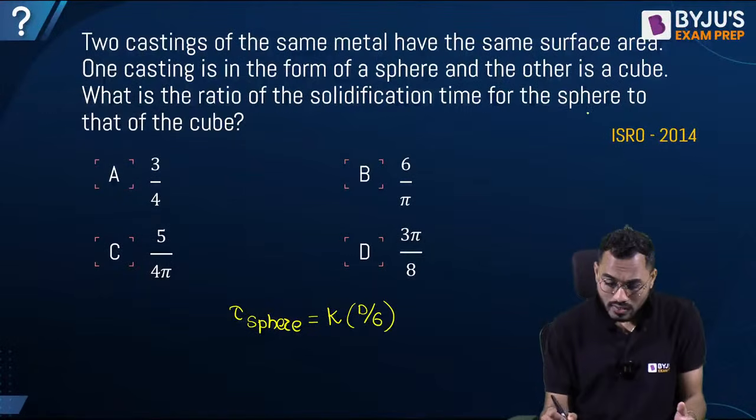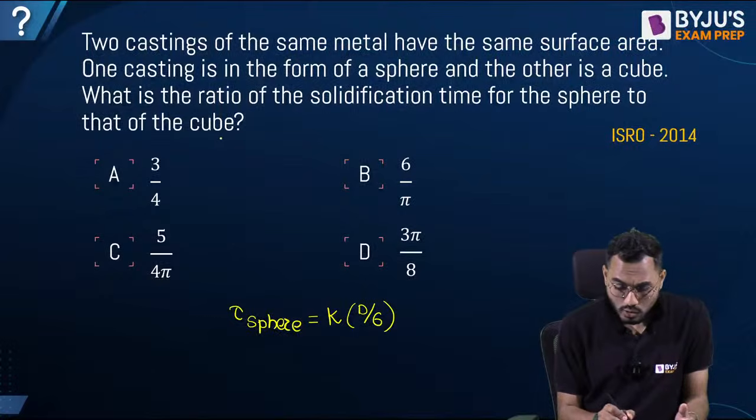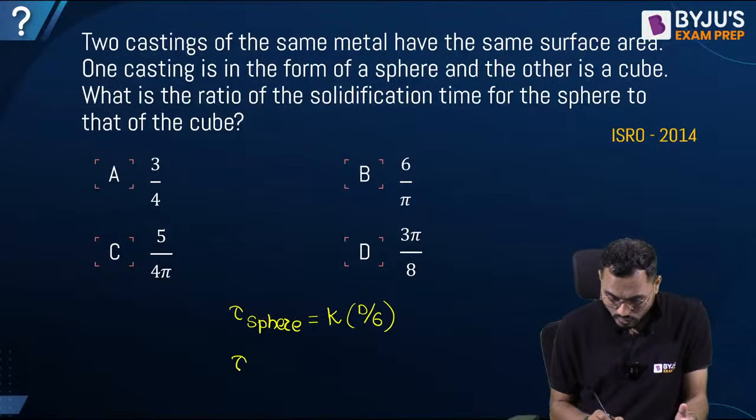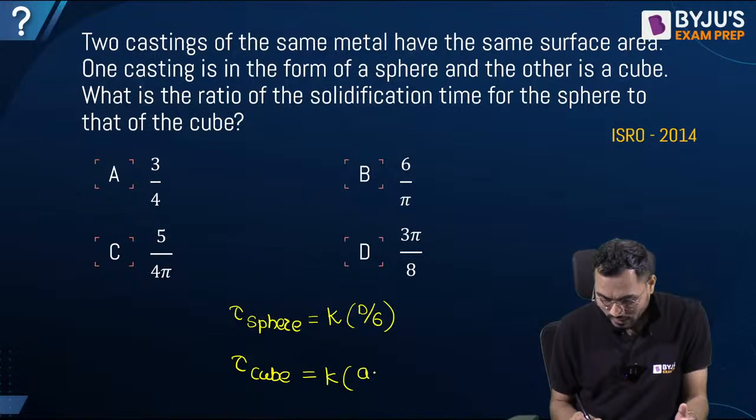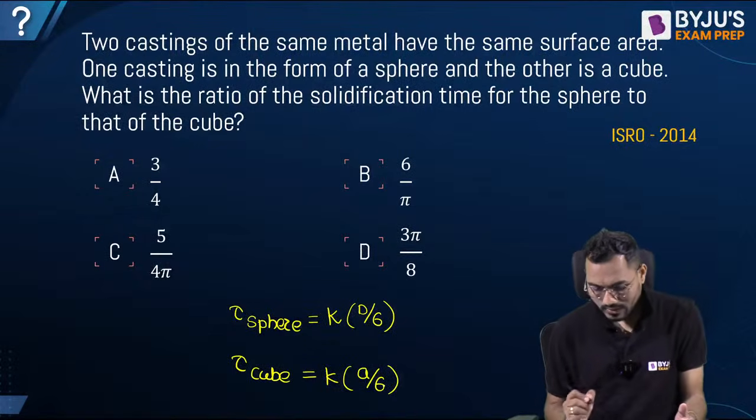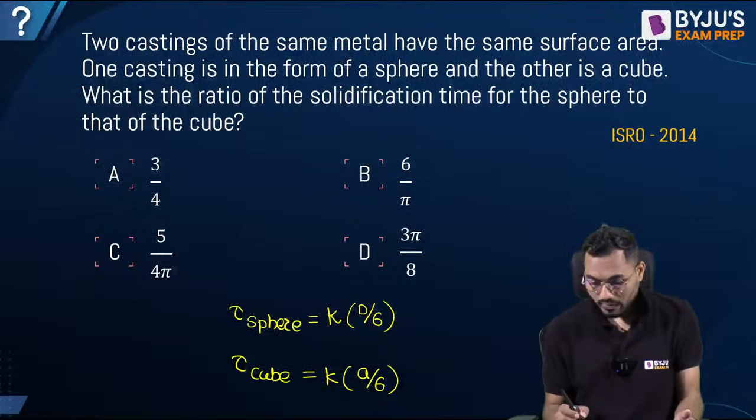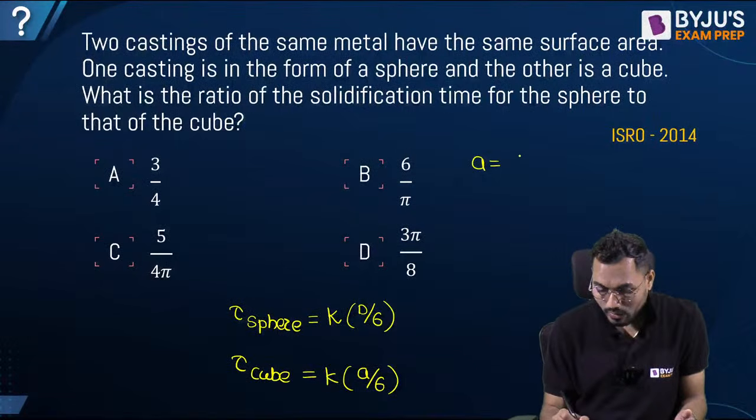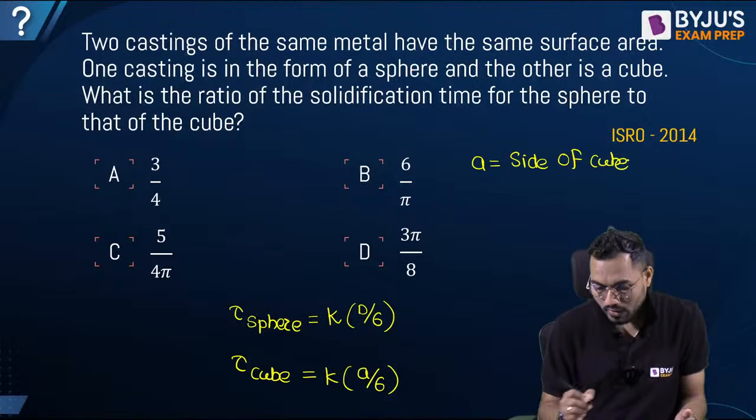Right, fine. Now, whenever we talk about the cube, I'll say the solidification time of the cube is K into, can I say that it will be coming A by 6? Suppose I say that A is exactly equal to the side of the cube. Right, fine.